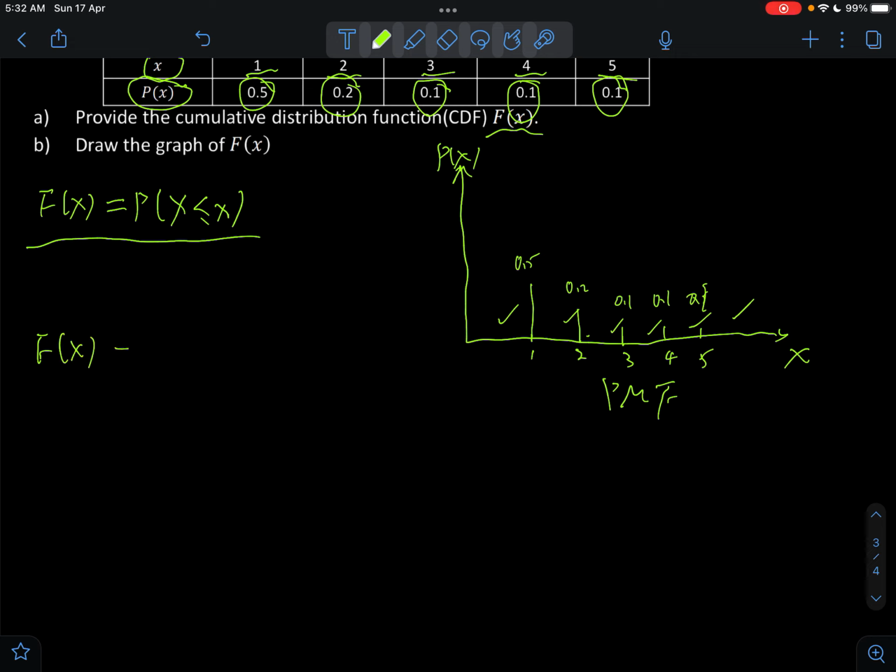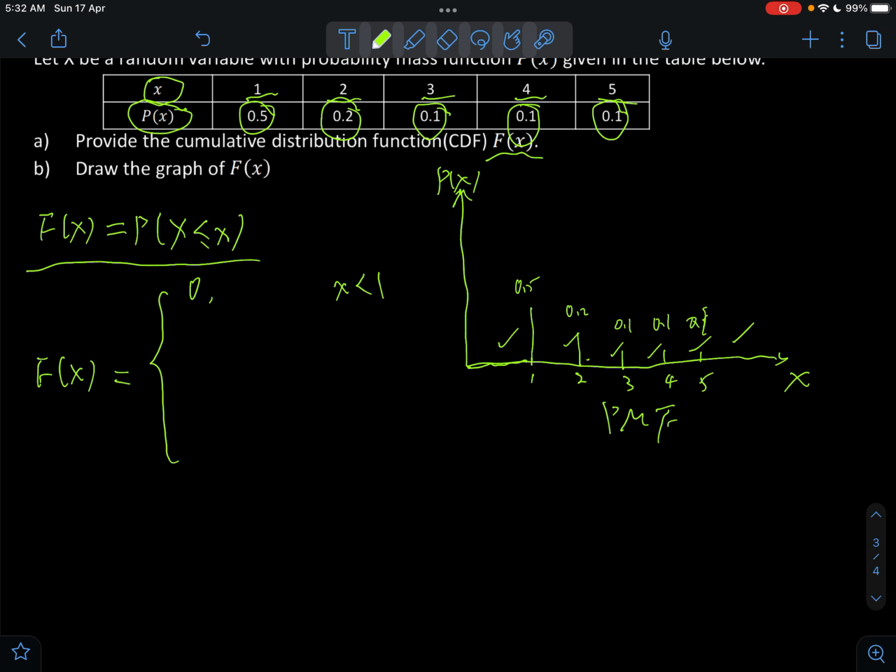The first range is basically before the value reaches 1, so X less than 1. The probability will be 0, because for X less than 1 there is no valid value that can be chosen, as X can only take the values 1, 2, 3, 4, 5. So F_X for X less than 1 is 0. Next, we look at X greater than or equal to 1 but less than 2.